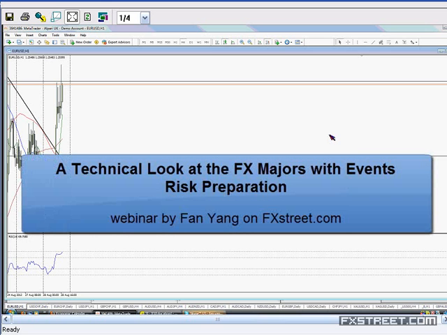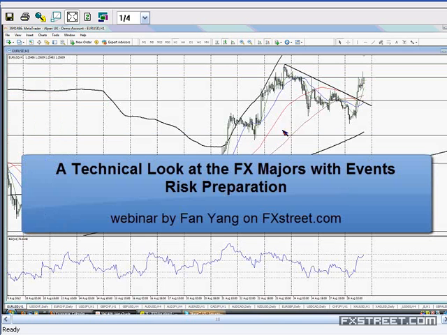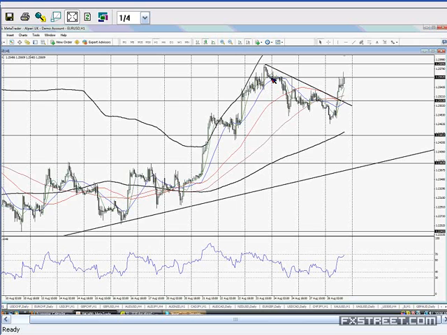For example, we'll start with the euro dollar here. I have the 1 hour chart. And what you see is we started to have a sell-off on Friday, and that extended into the Monday, August 27th session, and found support here at about 1.2465 during the Tuesday start of the Asian session.